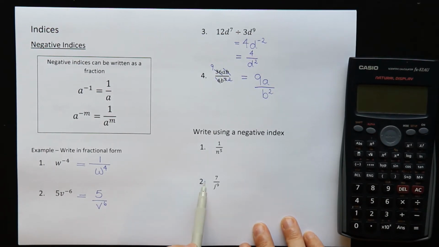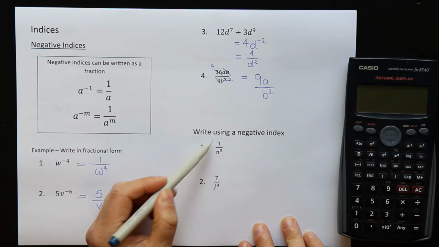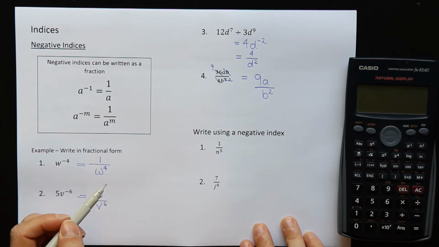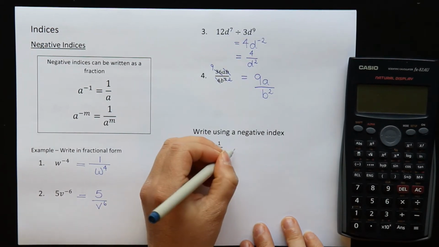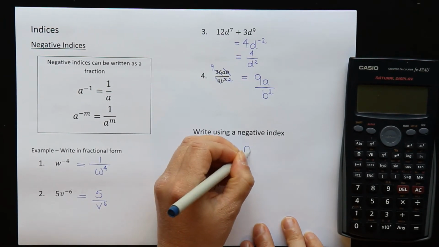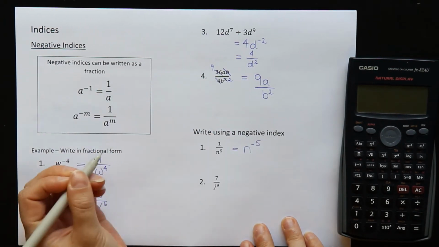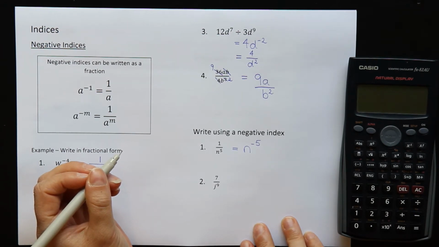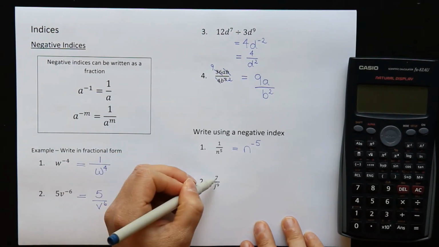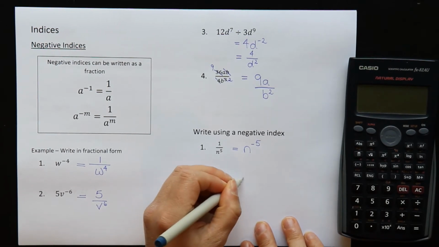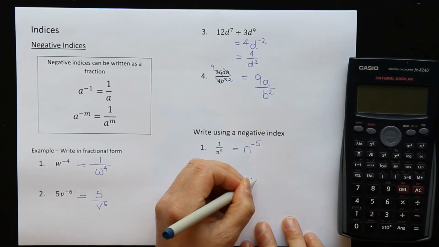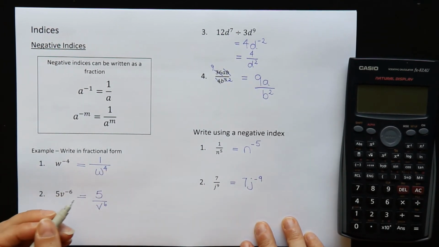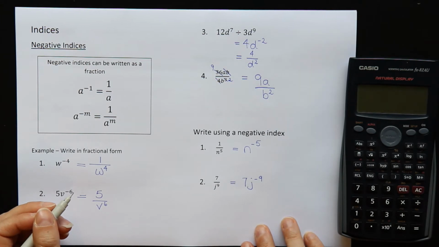In these two questions here, we want to go in the opposite direction. I'm given a fraction and I want to find how this would be written with a negative index. So I want to bring the n back to the top, so all I have to do is put a negative power back in. So n to the power of -5. If there is a number on the top there, it will become the number at the front, and the j will become a negative power of 9 here. J to the power of -9.